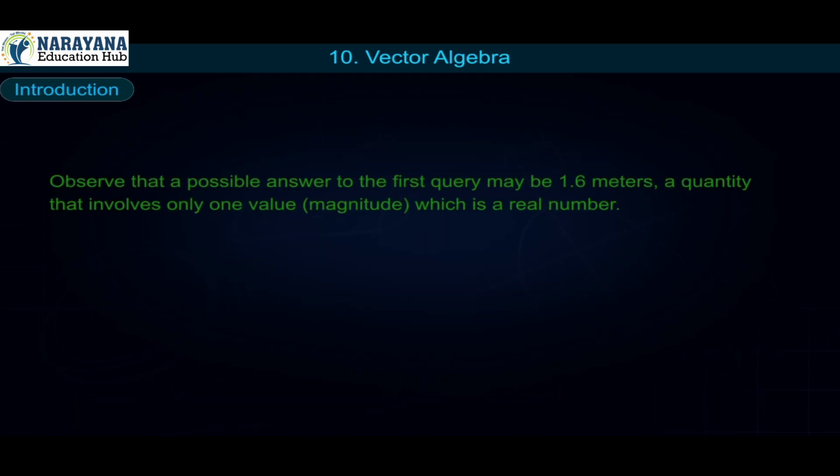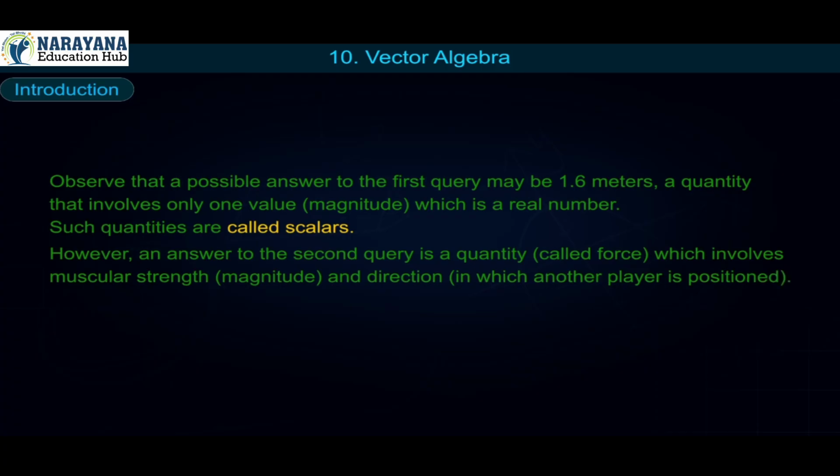Observe that a possible answer to the first query may be 1.6 meters, a quantity that involves only one value, that is magnitude, which is a real number. Such quantities are called scalars. However, an answer to the second query is a quantity called force, which involves muscular strength, that is magnitude, and direction in which another player is positioned. Such quantities are called vectors.